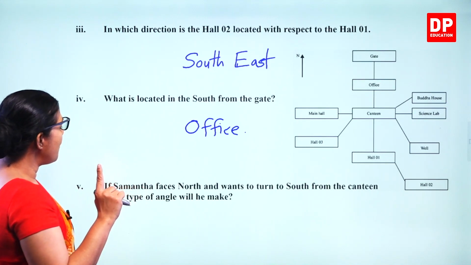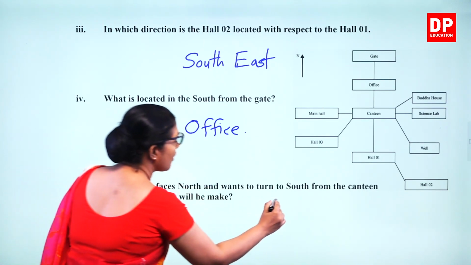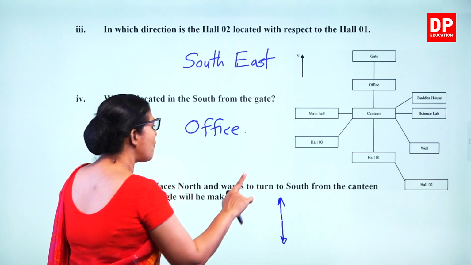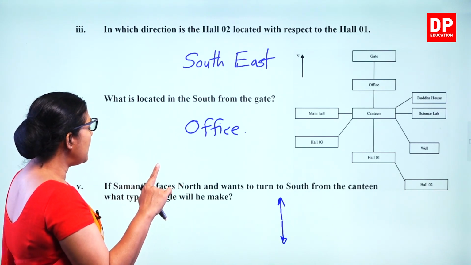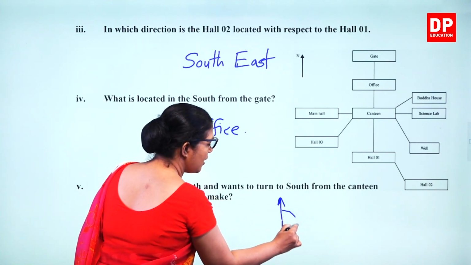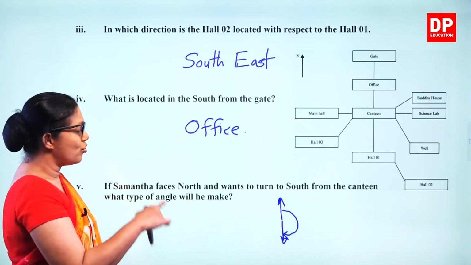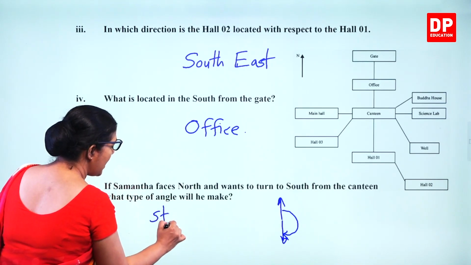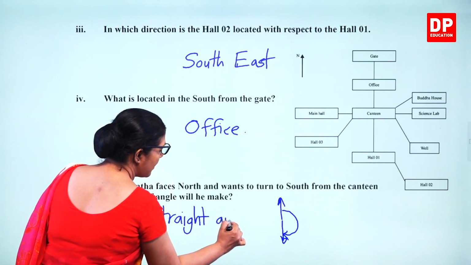If Samantha faces north and wants to turn to south, north to south, from the canteen, what type of angle will he make? So here to here, that's a straight line. So you get a straight angle. 180 degrees, that's called straight angle.